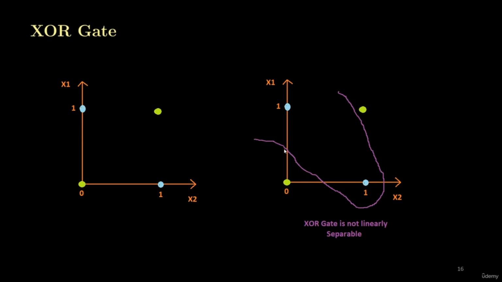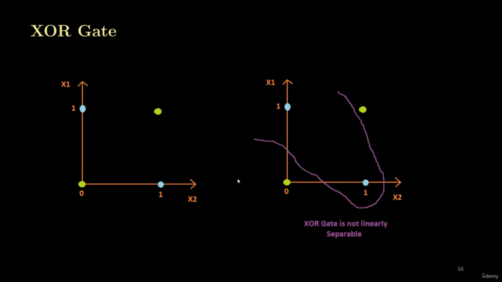We can see that if we draw the classification boundary like this, these two points are on one side of the classification and these two points are on the other side. So this is non-linear classification. In order to perform non-linear classification with the help of a perceptron, we have to make the perceptron learn the non-linearities present in the dataset.